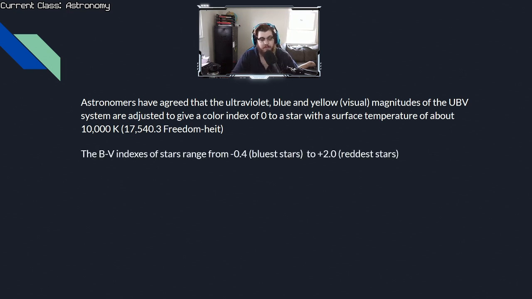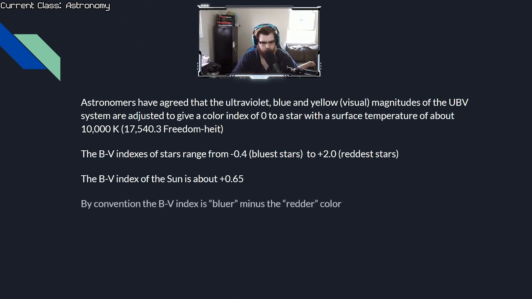Now, the BV indexes of stars generally range from negative 0.4, which is our bluest stars, to +2, which is the reddest of stars. Our sun actually sits at about +0.65 on the BV index. And by convention, what this ends up meaning is that it takes all this blue light minus the redder light. So we took all the blue light, we subtract the red light, and that's what we're left with.